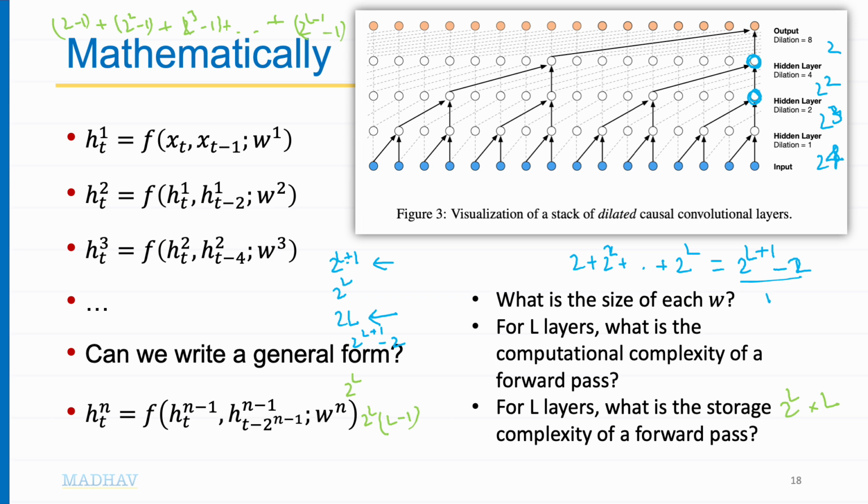So now tell me, if I have to generate 1 second of audio, how many computations do I need? To generate 1 second of audio, let's say 16,000 samples, how many computations do I need? 16,000 into 2L. And L is, let's say, 5 or 7 or something. So it's still a large number. It's still a large number.